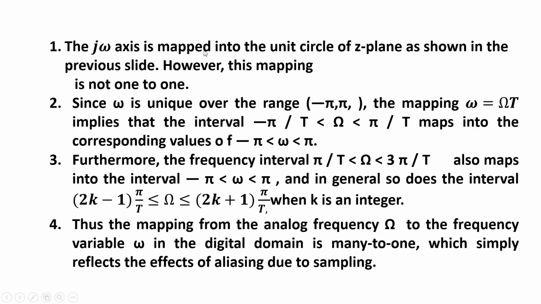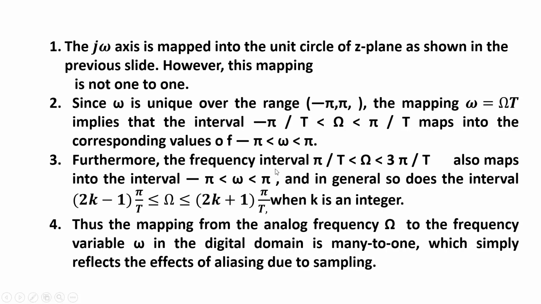The j omega axis is mapped into the unit circle of Z plane as shown in the previous slide. However, this mapping is not a one-to-one mapping. Since the digital frequency is unique over the range minus pi to pi, the mapping small omega equal to capital omega into T, which is the relationship between the digital frequency and the analog frequency, implies that the interval minus pi by capital T to pi by capital T, corresponding to analog frequency, is mapped to minus pi to pi in the digital frequency axis.